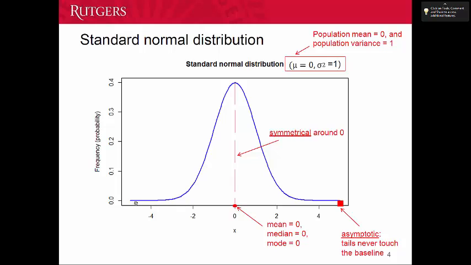Tails never touch its baseline. They never become 0. Both tails, they never become 0. But they can be infinitely large or small number. However, those extreme values have very low probability of occurring. The standard normal distribution has its population mean of 0 and the population variance equals 1.